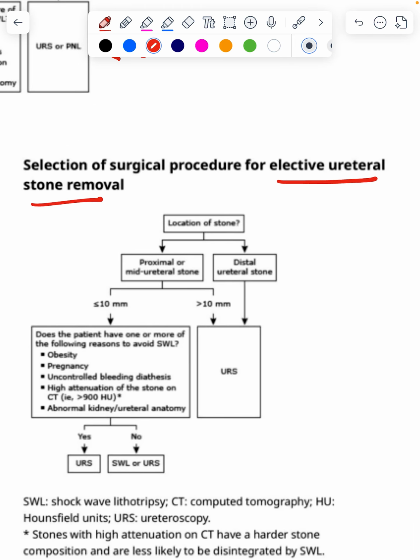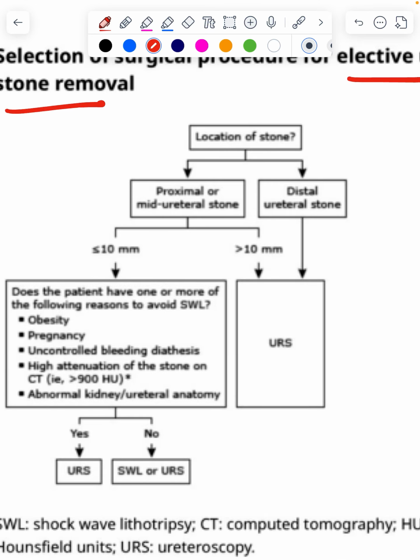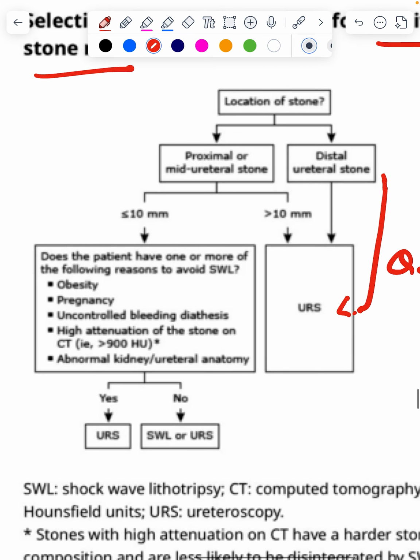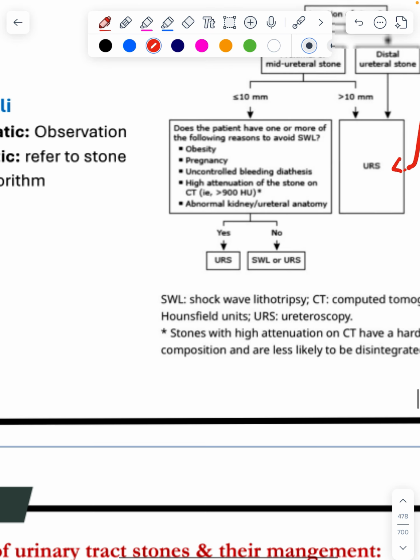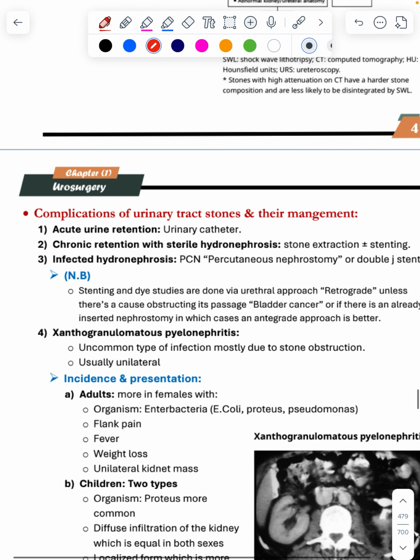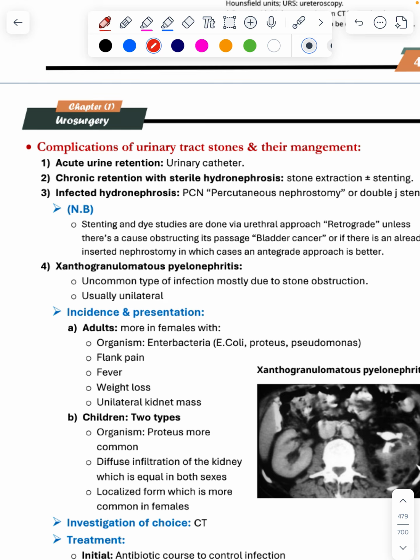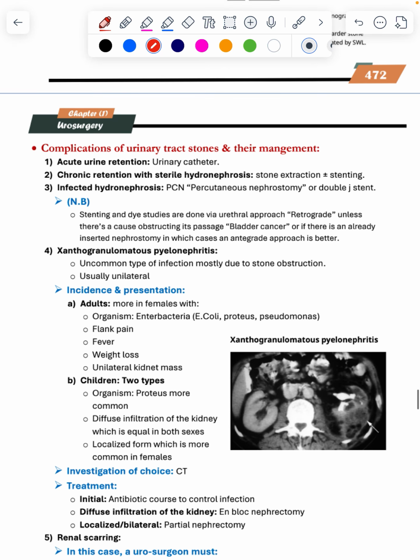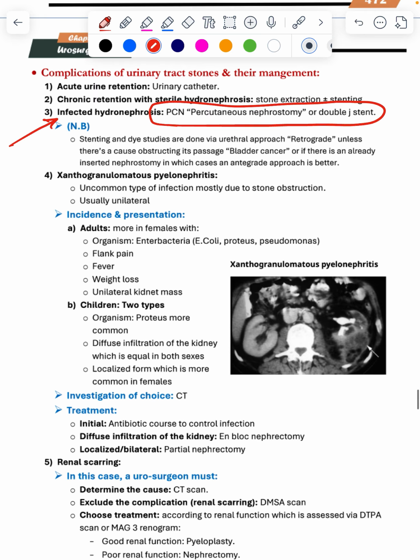Now location of the stone. Ureteral stone. Distal ureter, URS. This is a question. Proximal, more than 10, less than 10. More than 10 millimeter, it is not possible to pass, so go for this. Does the patient have obesity? URS and SWL. Complications of urinary tract stones: there can be retention, catheter, chronic retention, sterile hydronephrosis, percutaneous nephrostomy. This is one question. PCN is done. Fever and everything is there.